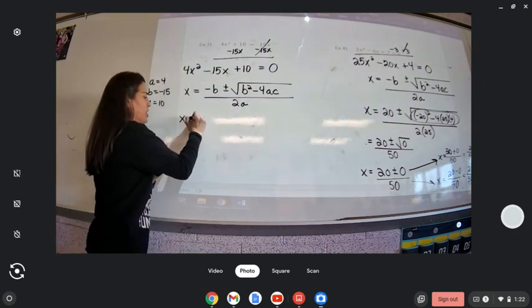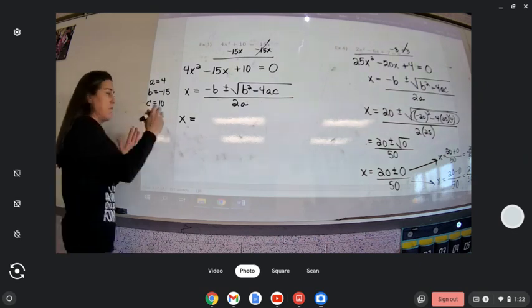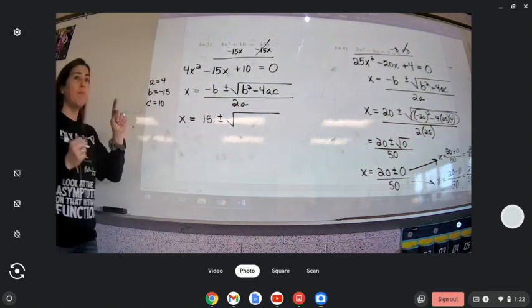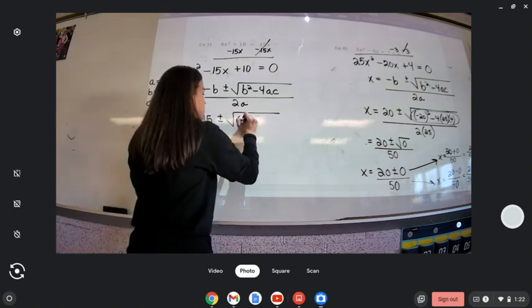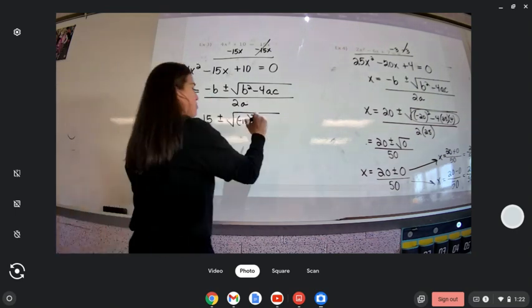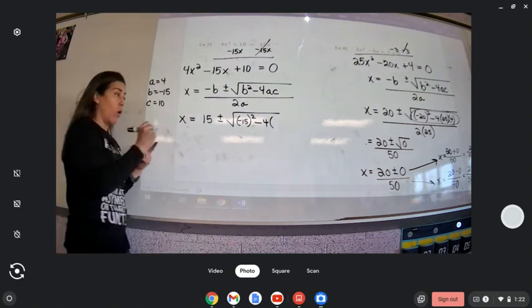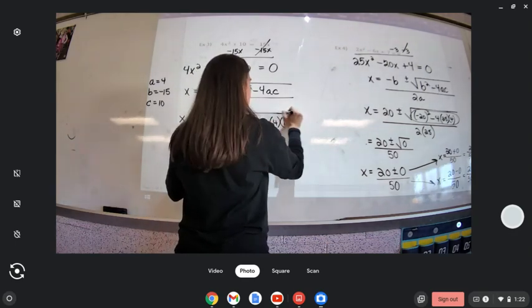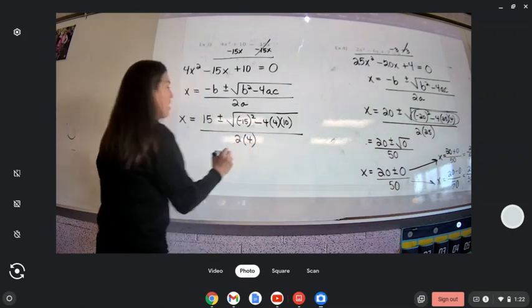Okay, X will equal, who's the opposite of B? Just 15, plus or minus the square root of, now we gotta plug in B, who's B? Negative 15, but put them in parentheses, so we include the negative when we square it. Then we're gonna subtract 4, it's just part of the formula. We're gonna times it with A, who is 4, and then times C, which is 10. All right, all over 2 times 4.